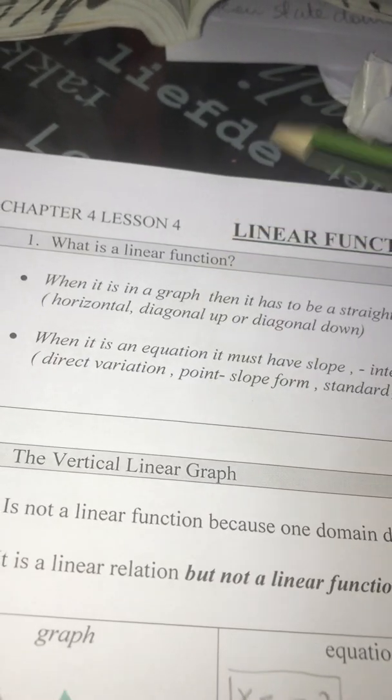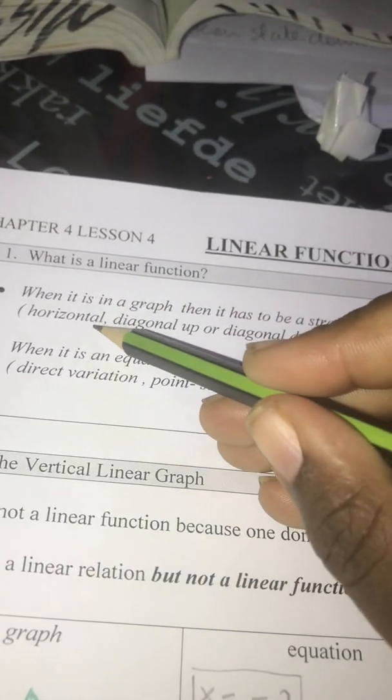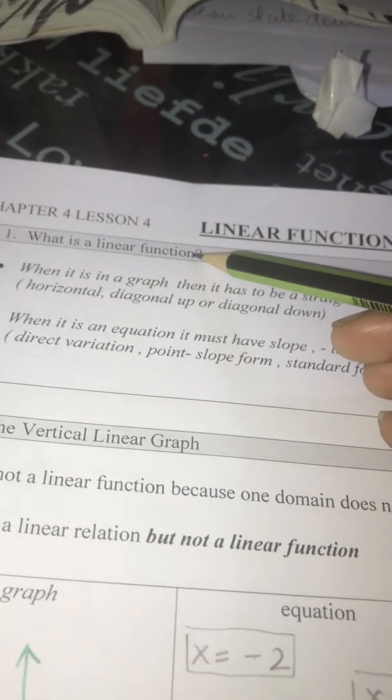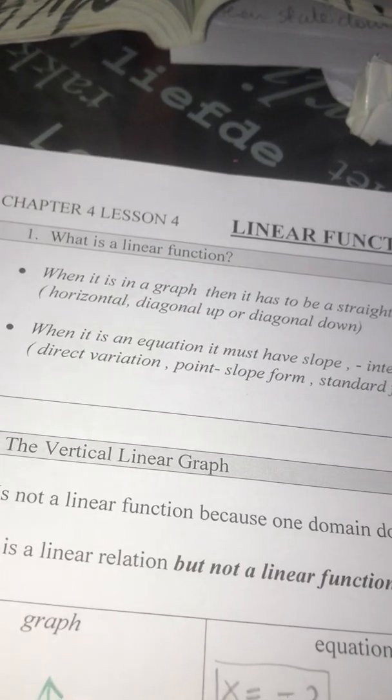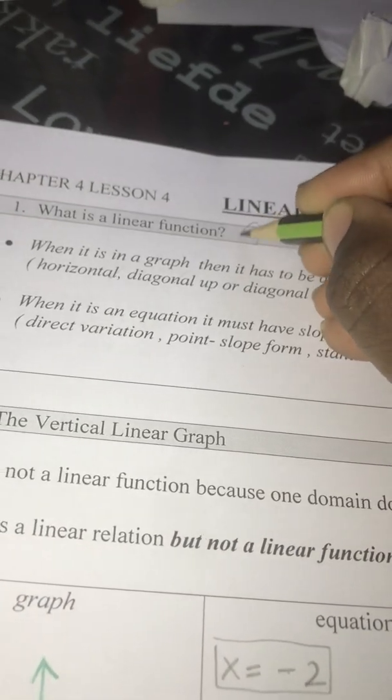What is a linear function? When it is in a graph, it has to be a straight line. But which straight line? Only horizontal, diagonal up and diagonal down, not vertical. So linear functions. I didn't say linear graph. Linear functions, there are only 3 of them. Linear graphs, there are 4 of them. Linear functions, there are 3 of them. Okay?